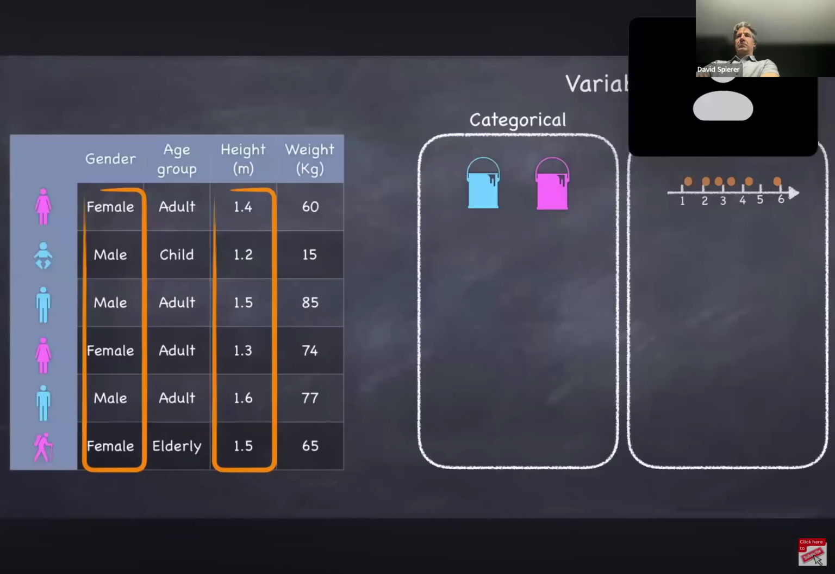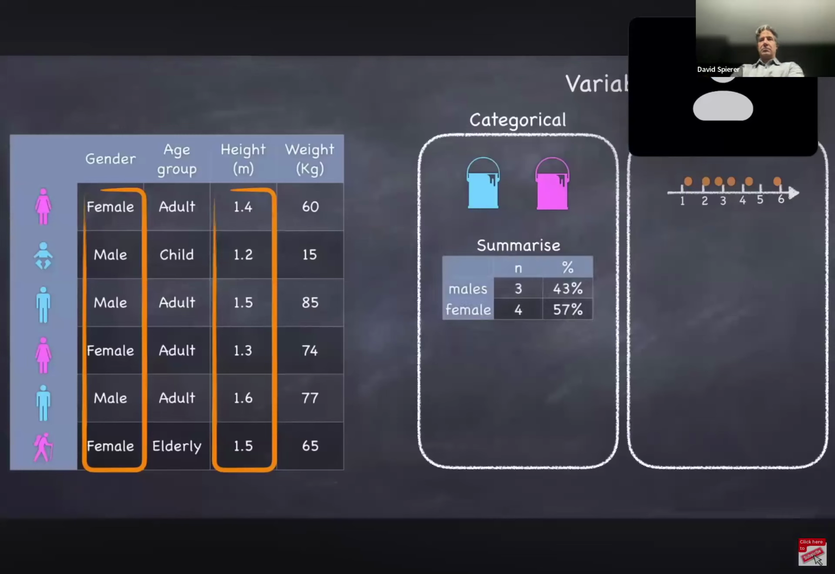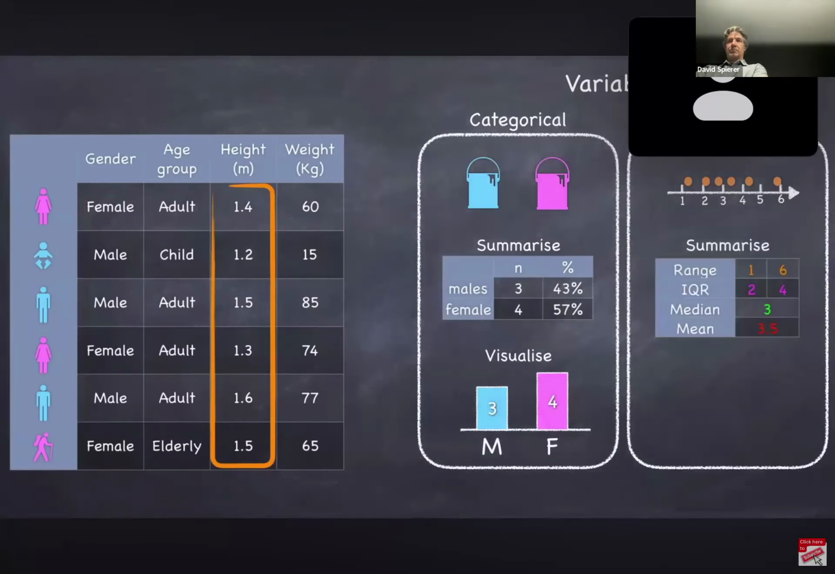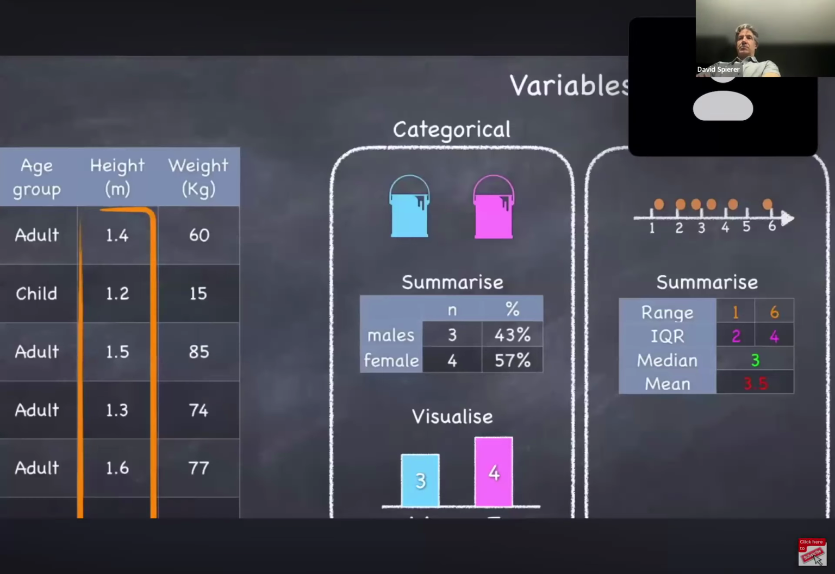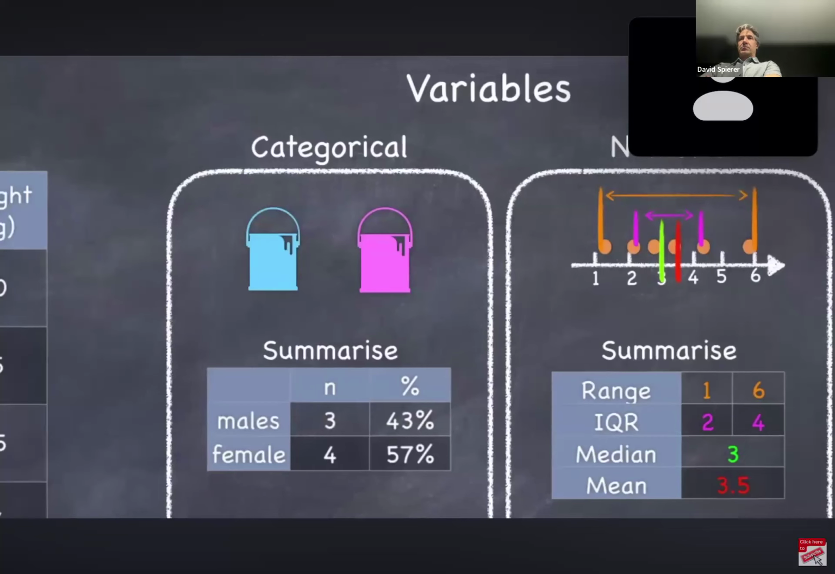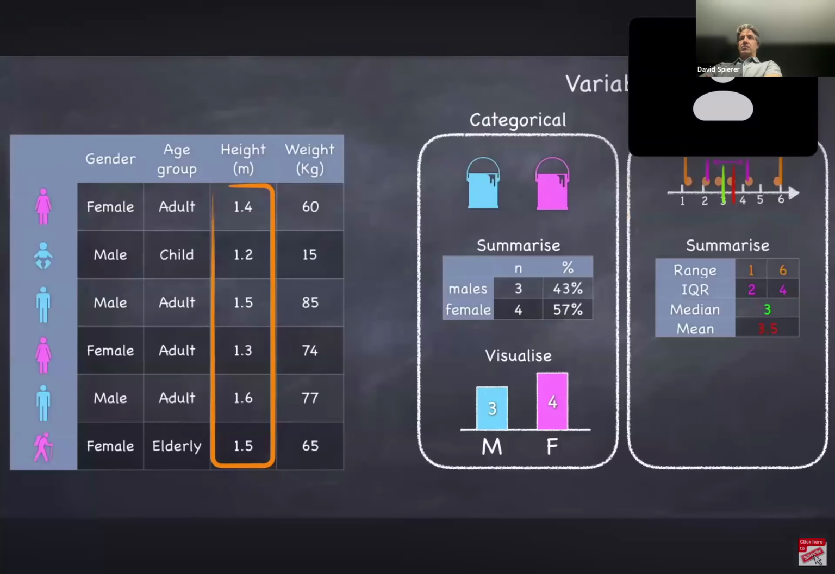Now, to better understand our data and to make sense of it, we summarize it and we visualize it. In the case of categorical data, we can count up the number of observations in any given category, and we can represent them in a table and on a bar chart. And to summarize numeric data, we're firstly interested in the spread or the distribution of the data. So we might describe the range of the data, the interquartile range. We could also include the standard deviation. To get a sense of the middle of the data, we use the median, which divides the data into two equal halves, and we use the mean, which is the average. The mean is probably the most commonly used summary value to represent this kind of data.